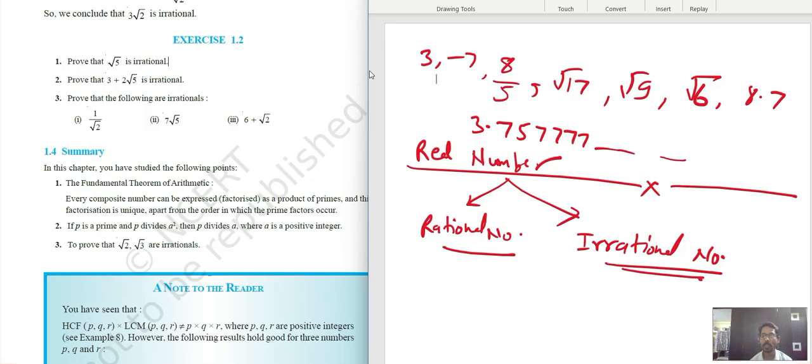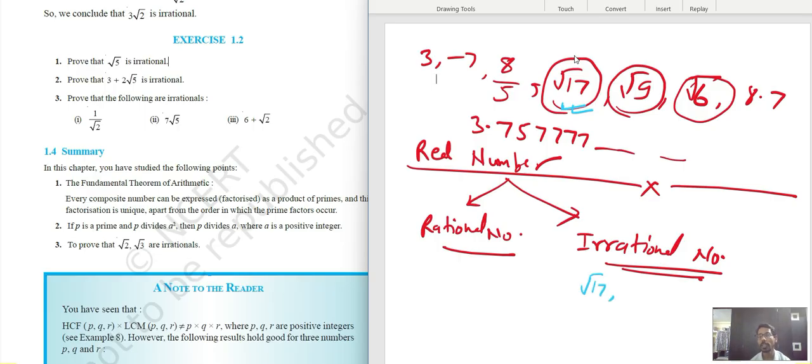Irrational number means what? The number which is under the root, and you are not able to find the root of it, then that is called irrational. Root 17, can you find? No. If you try to find it, it will come in decimal. 17 is not a perfect square number, so root 17 is irrational.